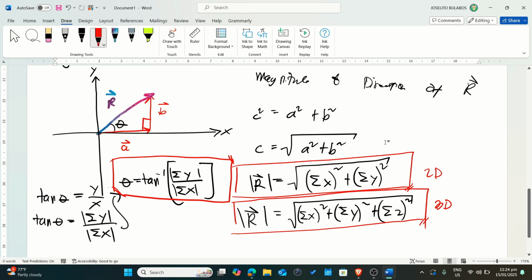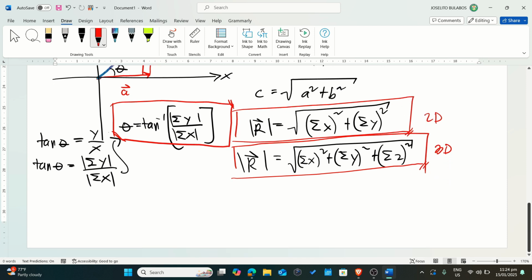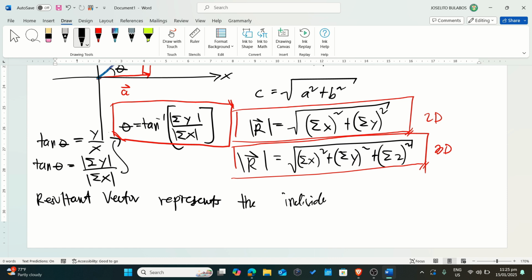Now we talk so much about the resultant vector, but what is really a resultant vector? The resultant vector represents the individual vectors. By looking at the resultant vector, you would know at what particular direction most of these vectors are going.